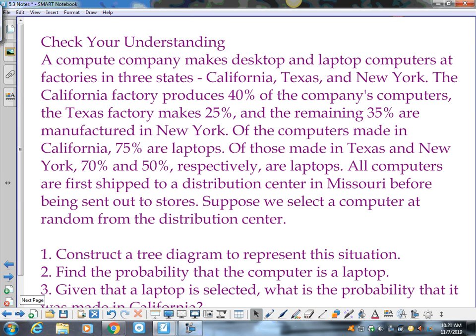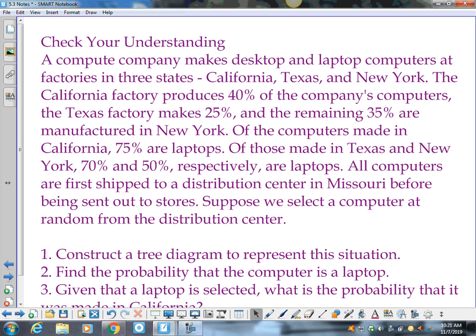Okay, last one. A computer company makes desktop and laptop computers in factories in 3 states: California, Texas, and New York. The California factory produces 40% of the company's computers. Texas makes 25%, and New York makes the other 35%. Of the computers made in California, 75% are laptops. Texas and New York are 70 and 50% laptops, respectively. All computers are first shipped to a distribution center in Missouri before being sent out to stores. Suppose we select a computer at random from the distribution center.